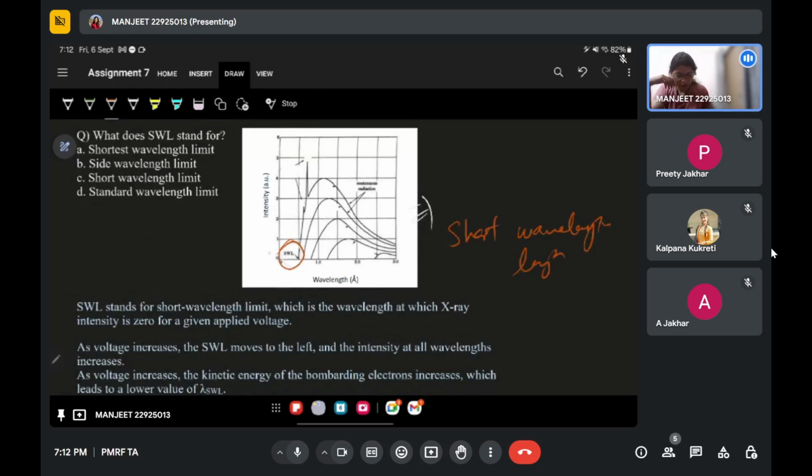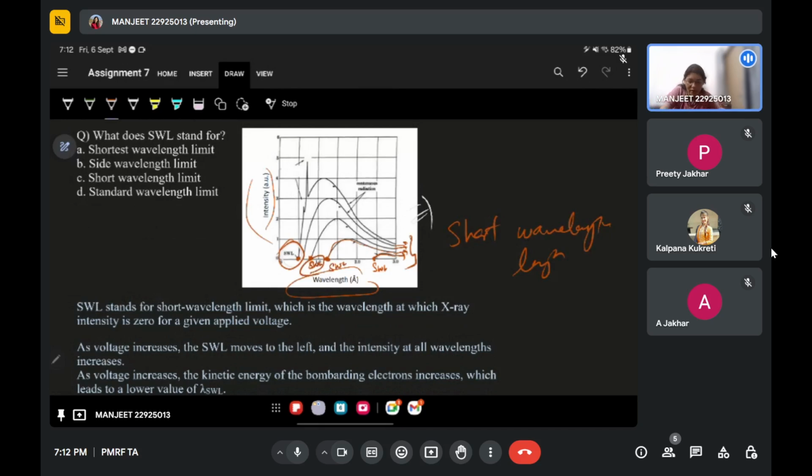If this is your intensity and this is wavelength, this is the particular wavelength where your intensity is zero for a given applied voltage, because these are the different voltages. For this voltage this is my SWL, for this voltage this point is my SWL, and for this voltage this is my SWL.